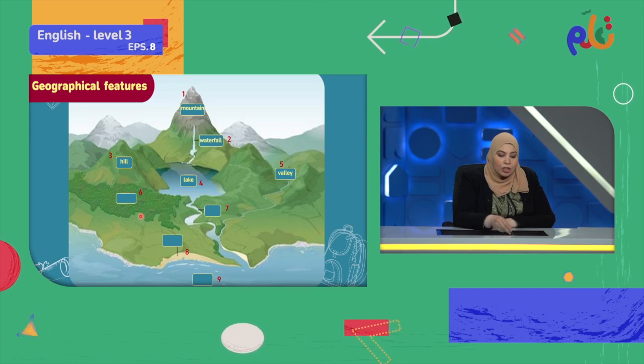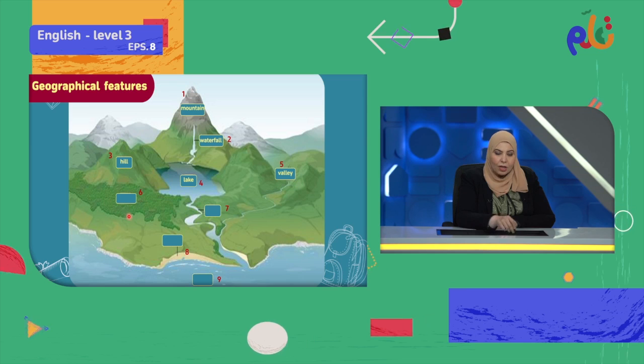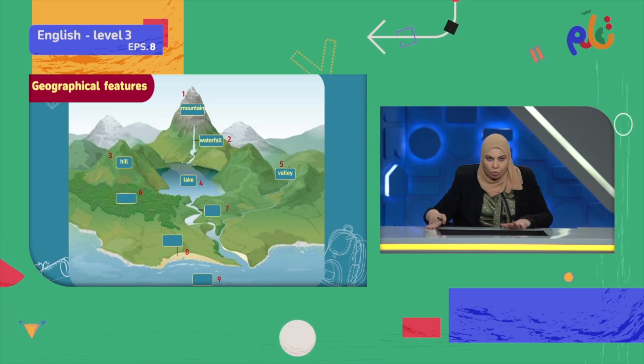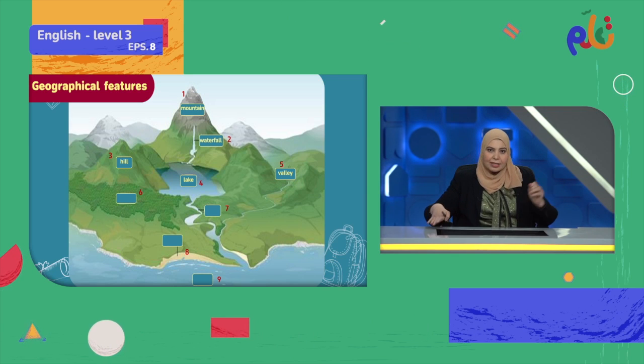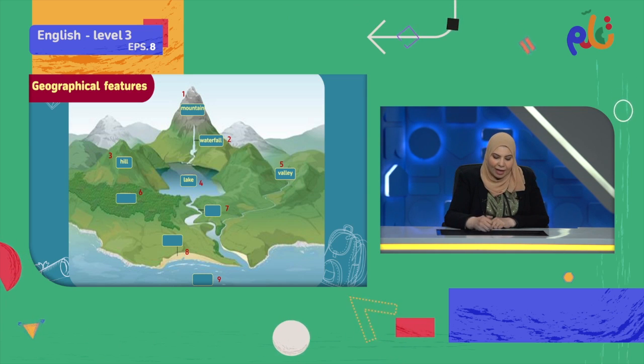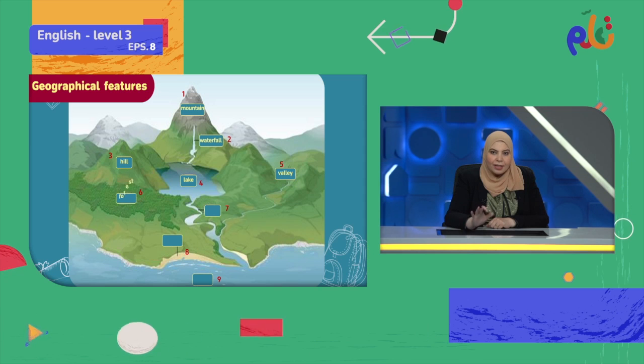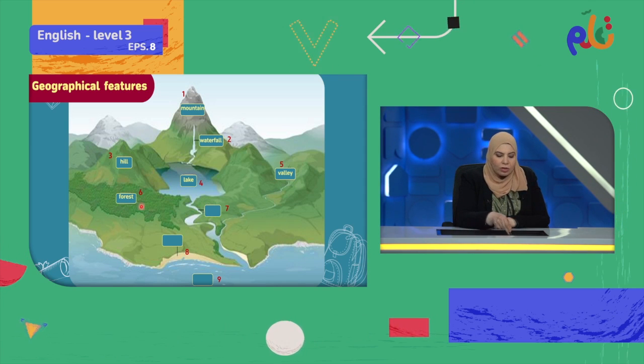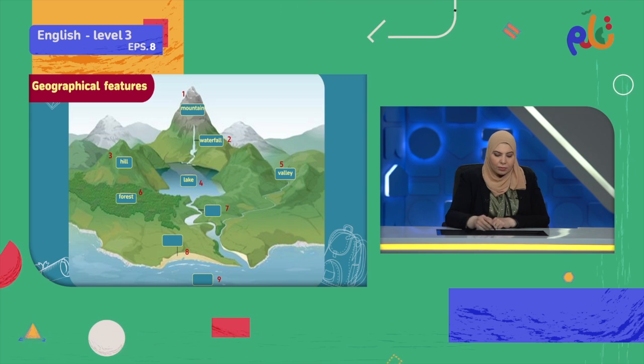And number 6 is an area which is full of trees, high trees. We're not talking about grass, we're not talking about something close to land, we're talking about high trees. So this is a forest. This area of trees is called the forest.